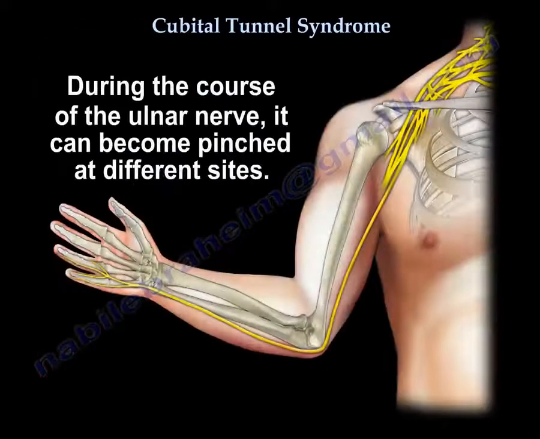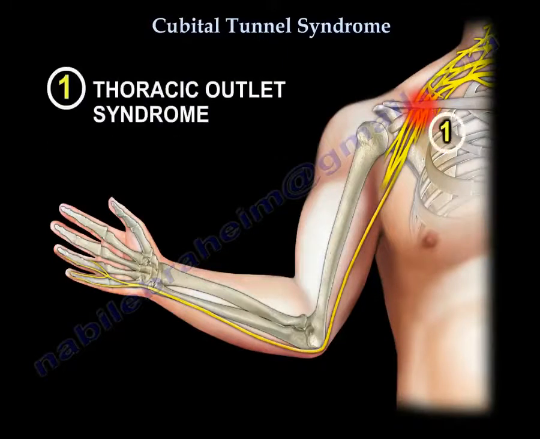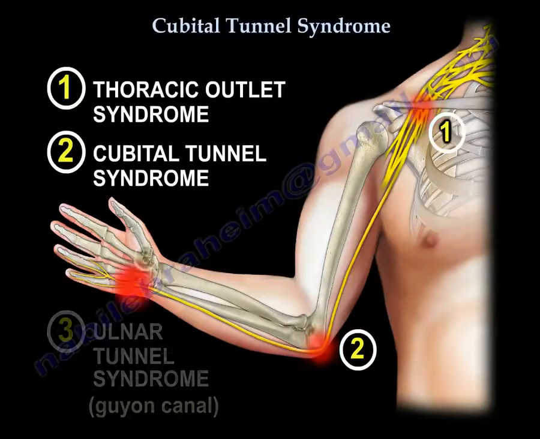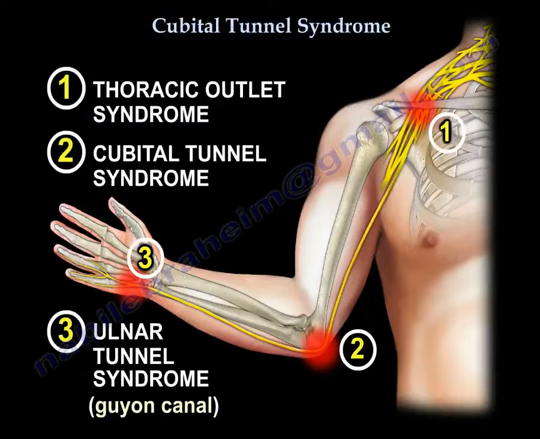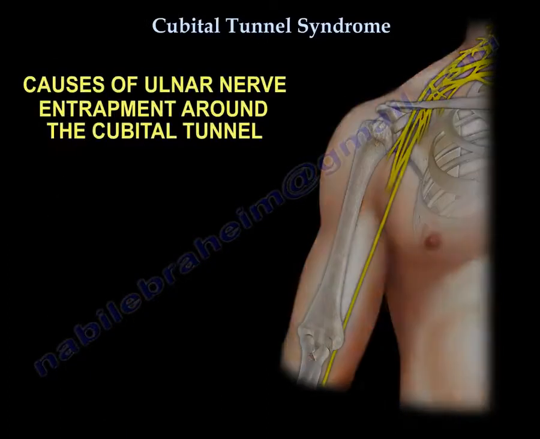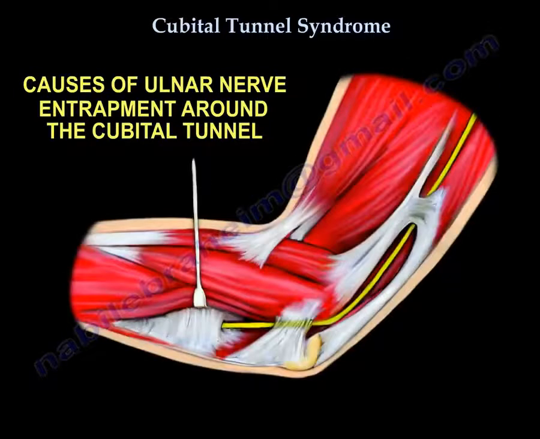During its course, the ulnar nerve can be pinched at different sites. Number 1, thoracic outlet syndrome. Number 2, cubital tunnel syndrome, which is compression of the ulnar nerve at the elbow. Number 3, ulnar tunnel syndrome, compression at Guyon's canal at the wrist. Causes of ulnar nerve entrapment around the cubital tunnel.